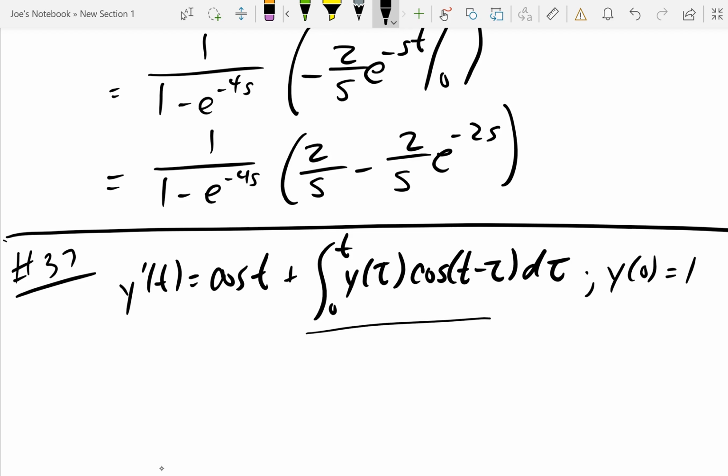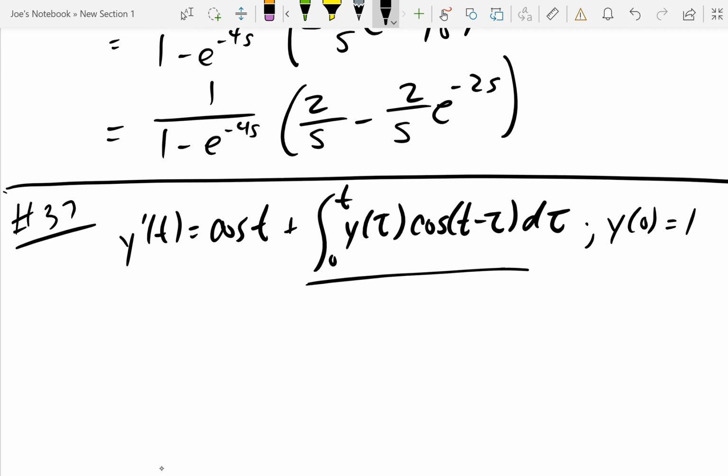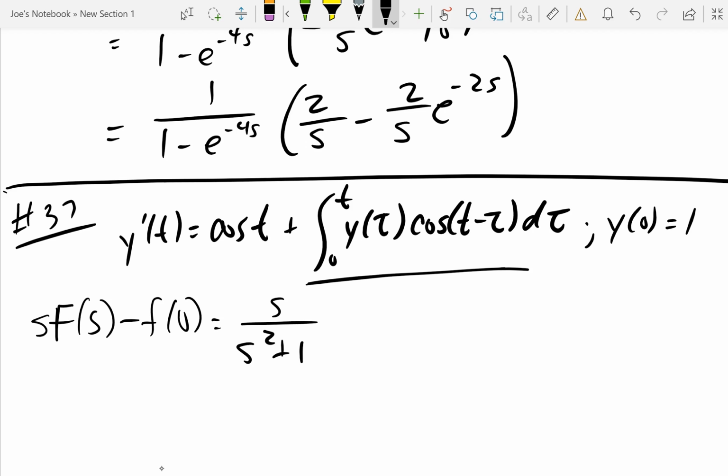Here's that convolution integral idea. Notice that in the convolution, you have a function of tau, and a second function of t minus tau. When we have a convolution integral, remember that the Laplace transform for the convolution is just the product of the Laplace transforms for the two functions. So if we do the Laplace transform of both sides here, we get s F of s minus little f of 0 equals the Laplace transform for cosine, which is s over s squared plus 1.